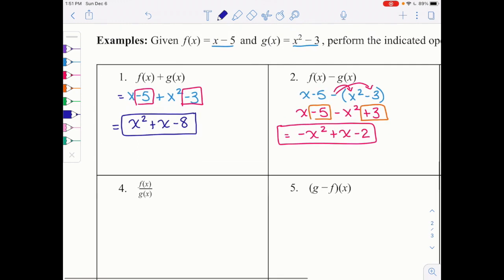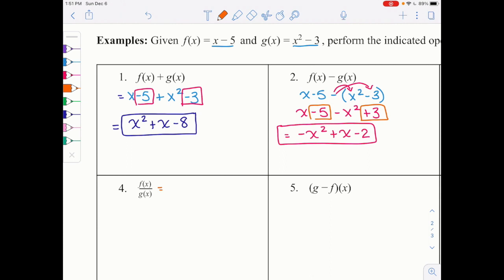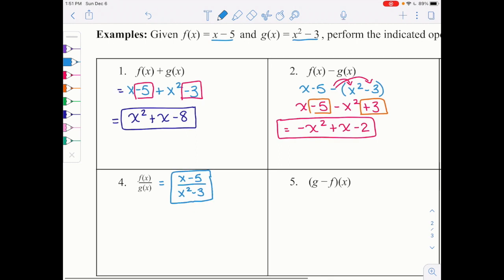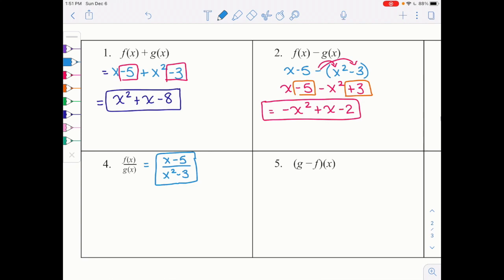Just a few more. So here I'm doing f divided by g, so f of x would be x minus 5. G of x is x squared minus 3. You cannot simplify. I cannot cross out any x's. There's nothing I can do. That is just it. I cannot simplify those.